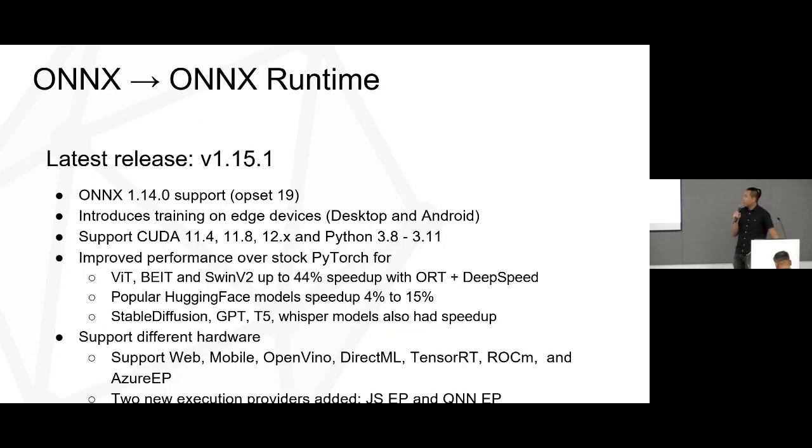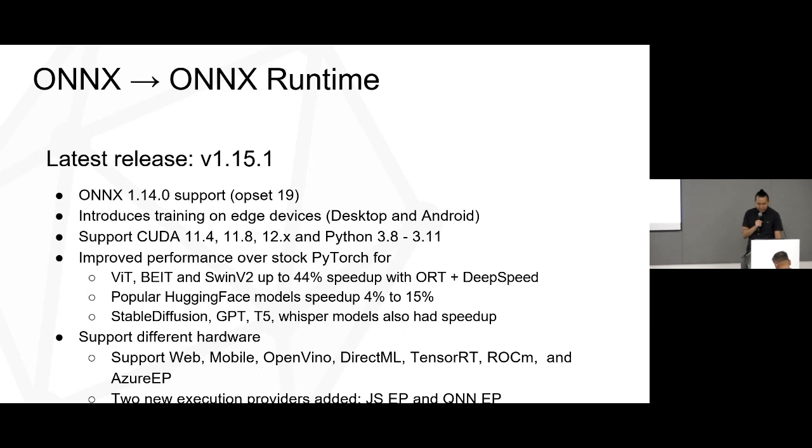For ONNX Runtime, the latest release is 1.15.1. It added support for ONNX 1.14, which is up to opset 19. It introduces training on edge devices for desktop and Android, which was, again, another talk that was done previously. It expanded platform support, so expanded CUDA version support and Python version support.